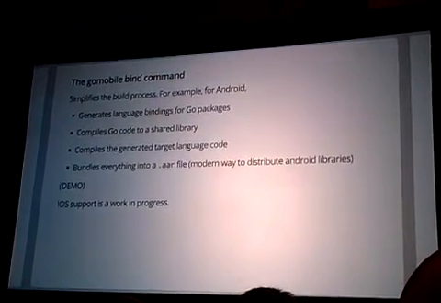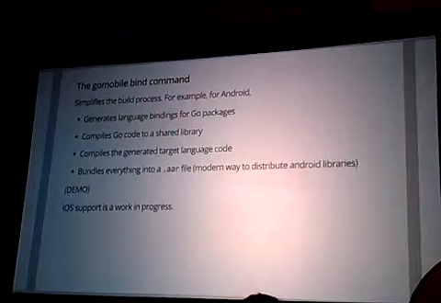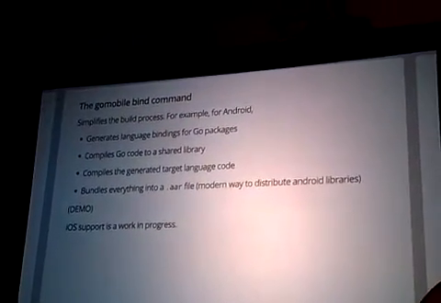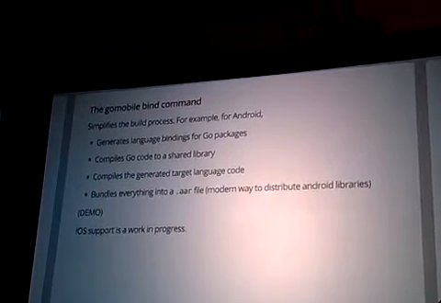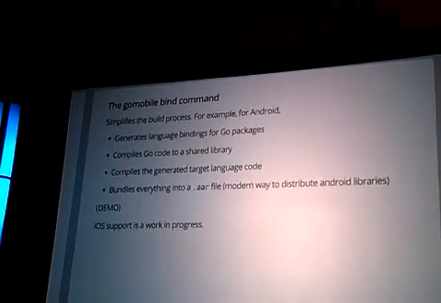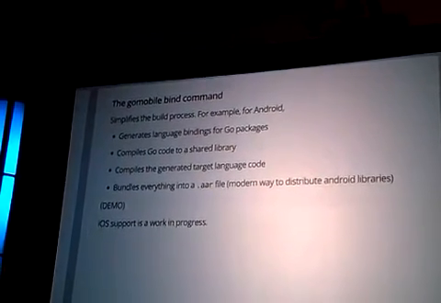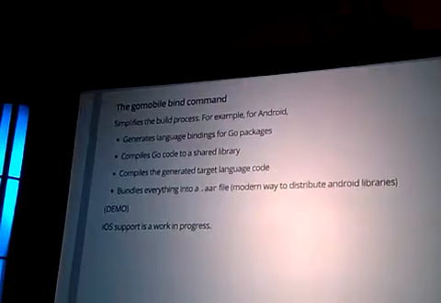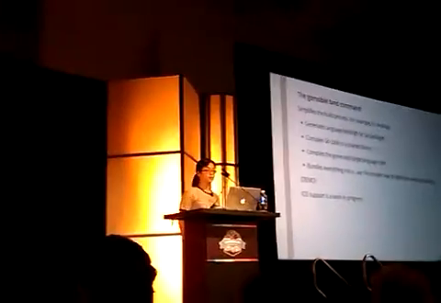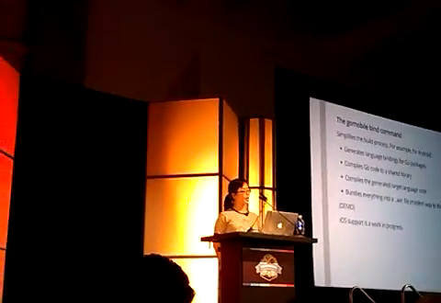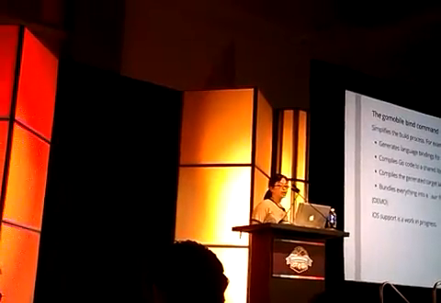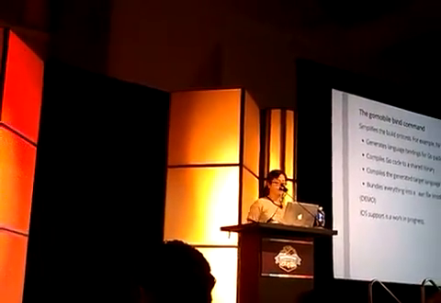We have the gomobile bind command to simplify all the build process for this SDK app. For example, for Android, this gomobile bind command generates language bindings, basically calls the gobind command, and compiles Go code to a shared library. It also compiles the generated Java code with the Java compiler, and then bundles everything into an Android archive format file. We call it an .aar file.